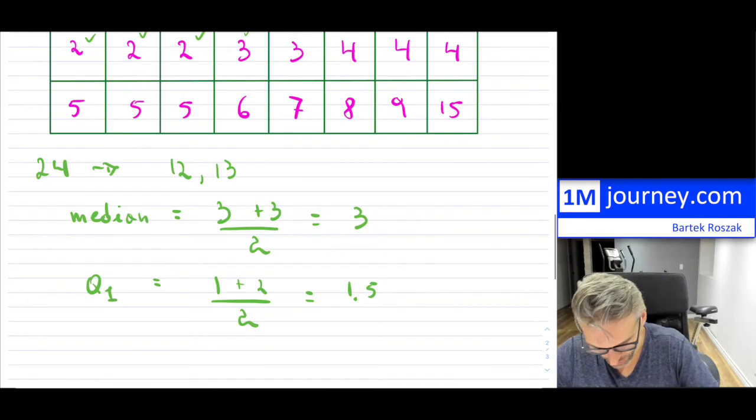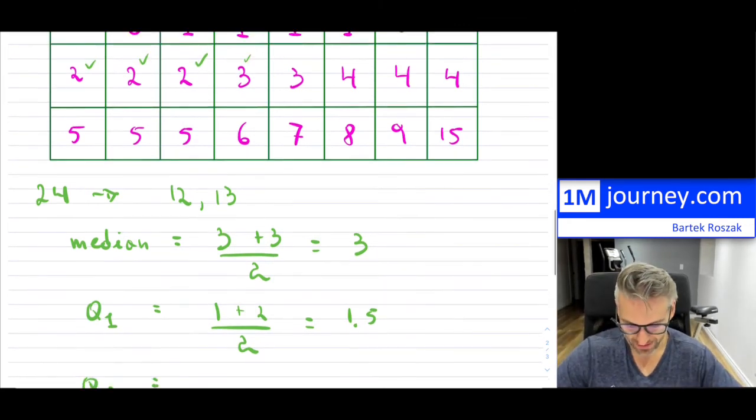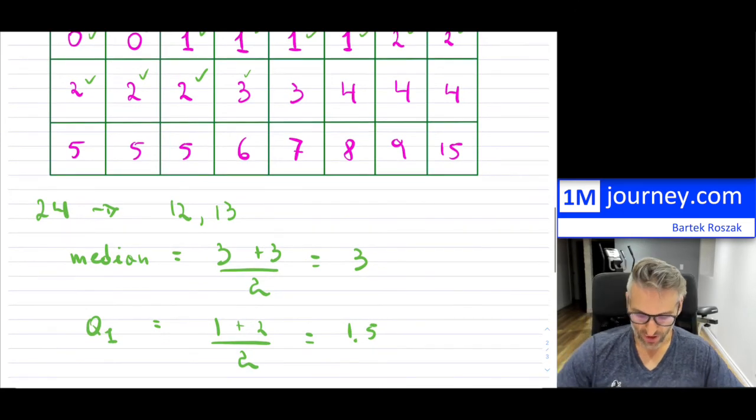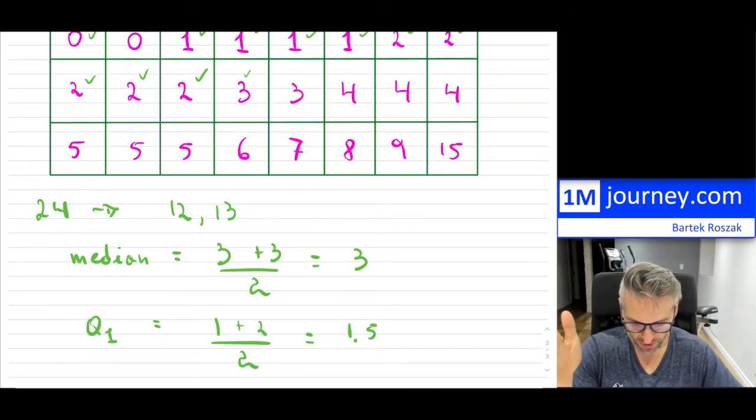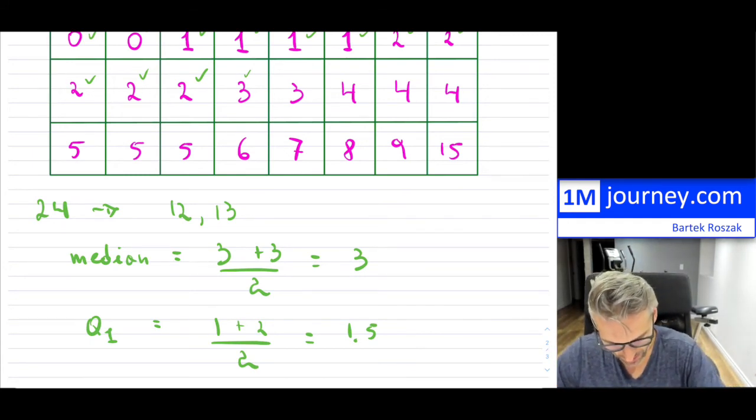Now for my third quartile, if I calculate that, I have to take the data from the midpoint, from that 3, all the way up to the 24. So I'm taking basically from the 13 to the 24. Okay, so I can now calculate those.